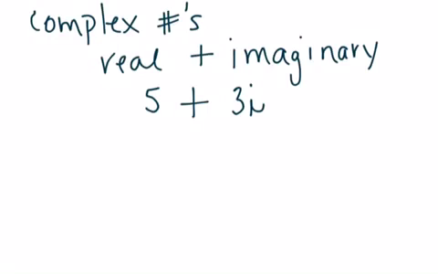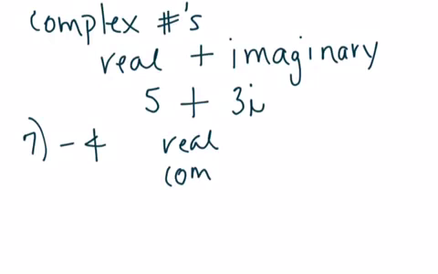If you notice on number 7 in the lesson, it says to take numbers like -4 and tell whether they are real, complex, pure imaginary, or non-real complex. More than one of those will apply. -4 is a real number, and it is also a complex number because it can be written as -4 plus 0i.